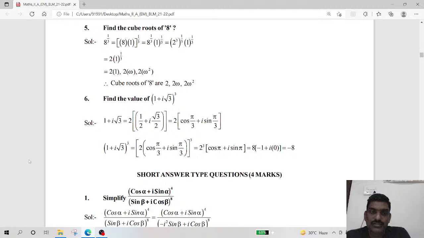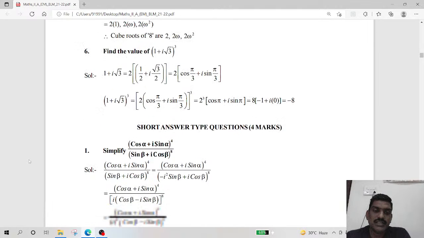Next, find the value of (1 plus i square root of 3) whole cube. First, let us simplify 1 plus i root 3. 1 plus i root 3 is nothing but 2 times (cos pi by 3 plus i sin pi by 3), that is 2 cis pi by 3. Cis pi by 3 whole to the power of 3 is cis pi. Yes or no? What is the cis pi value? Cis pi value is minus 1, I think. And 2 to the power of 3 is 8. 8 times minus 1 is minus 8.